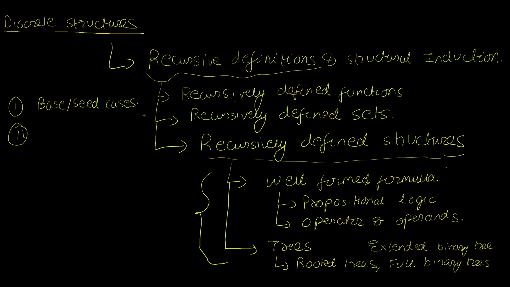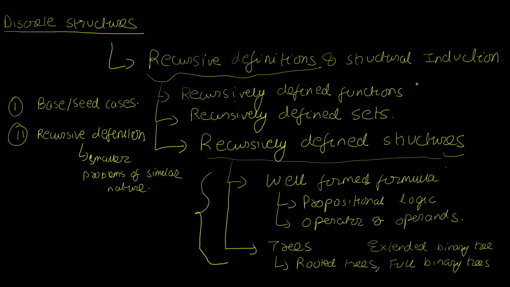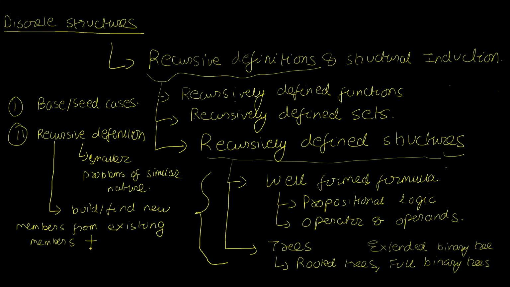And once the base case was established, the second step was to provide a recursive definition. And the recursive definition would essentially be a process of breaking down the problem into smaller problems of similar nature. So in case of a function, the value of a function at some larger value was defined in terms of the values of the function at smaller values. For example, in the Fibonacci sequence, any term would be the sum of previous two terms. And in case of recursively defined sets, our recursive definition would allow us to build new members from existing members.